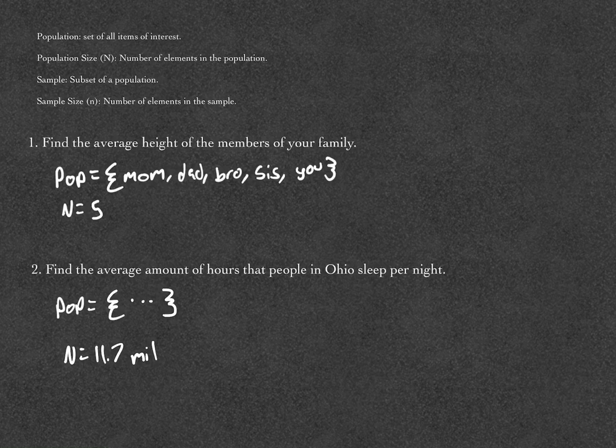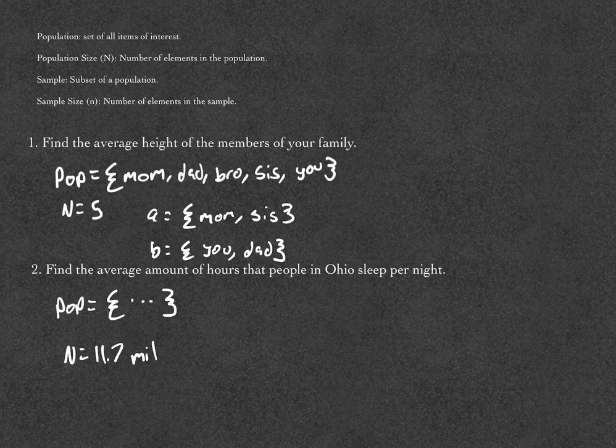A sample is a set that contains only elements from the population, so each sample here can contain only combinations of mom, dad, bro, sis, and you. So, for example, a sample could consist of mom and sis. Or we could have another sample that consists of you and dad.